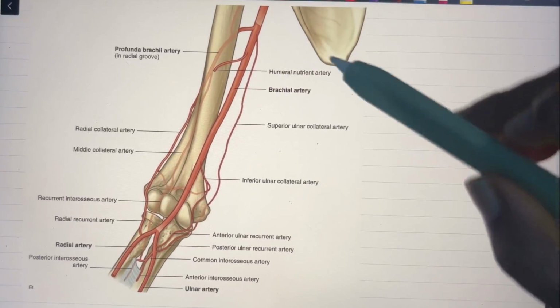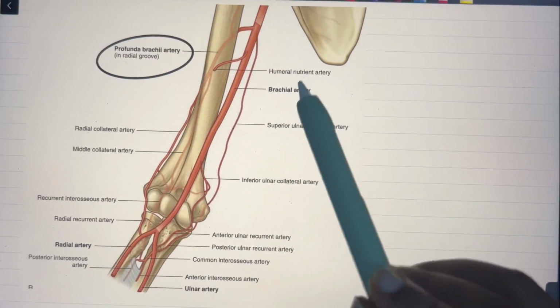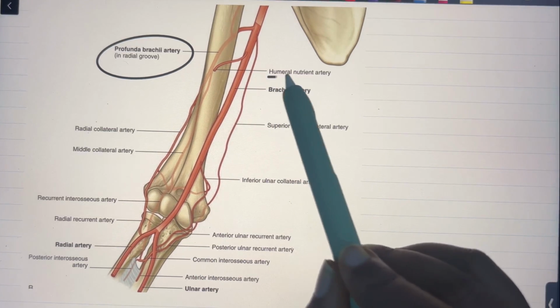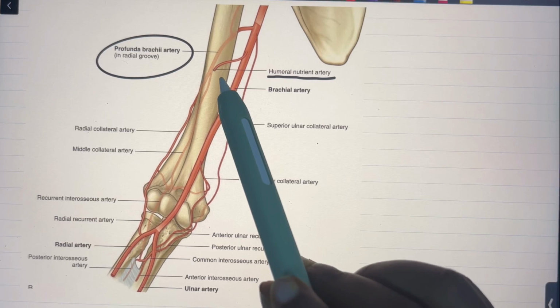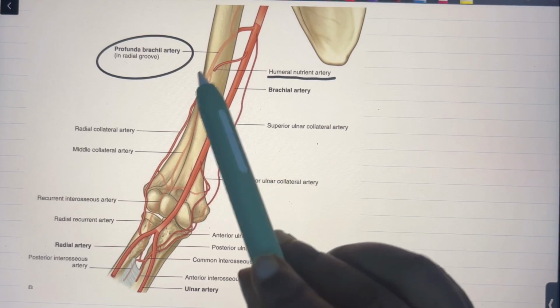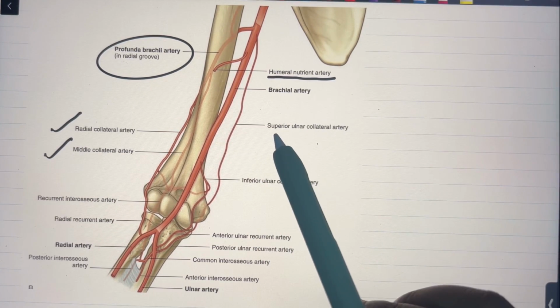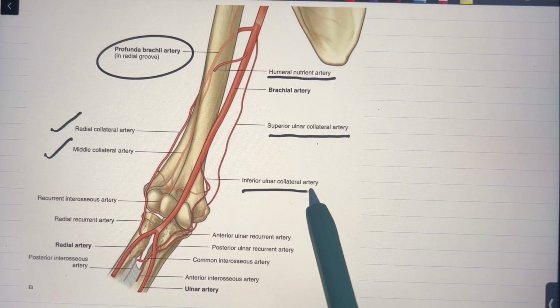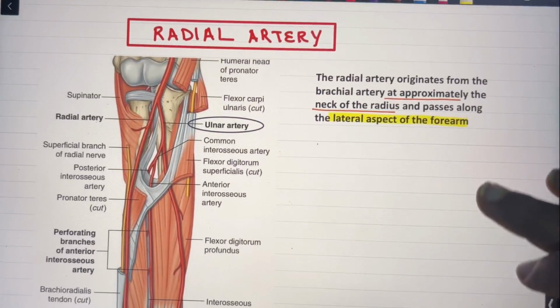Here we can see this is the brachial artery. This is the profunda brachii artery, and here there are other branches of the brachial artery. This is the humeral nutrient artery that provides blood supply to the humerus bone, and the profunda brachii artery divides into the radial collateral artery and the middle collateral artery. This is the superior ulnar collateral artery, a branch of the brachial artery, and this is the inferior ulnar collateral artery.